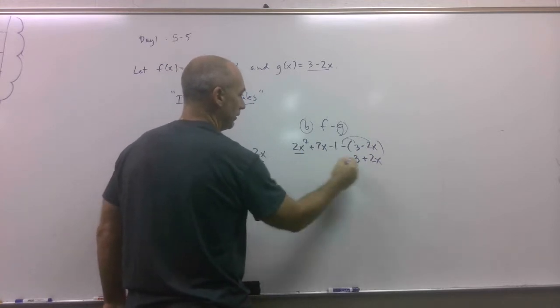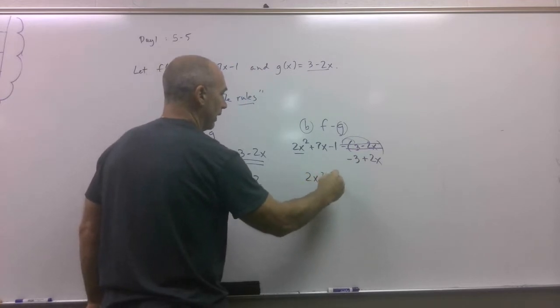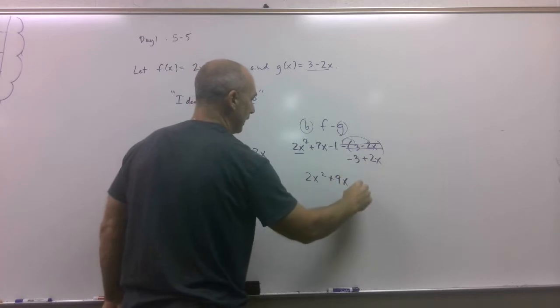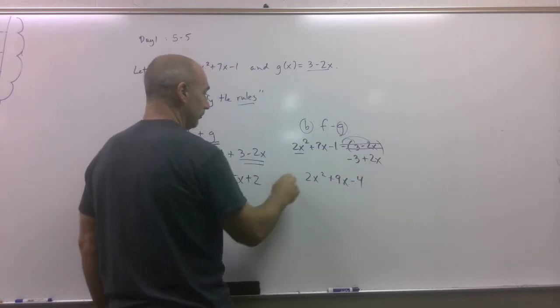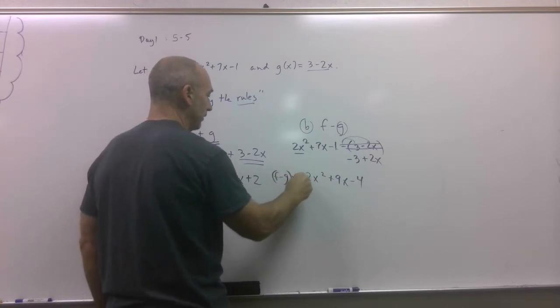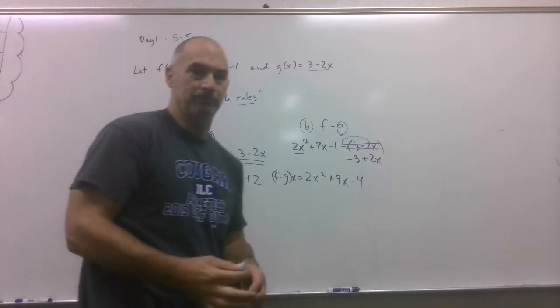So 2x squared doesn't have, I'm done with that. 2x squared, 7x and 2x is 9x. Negative 1 and negative 3 is negative 4. So if you don't panic, it's pretty simple. Now how else could they write this? They could go f minus g of x equals. Just a fancy way to finish your answer.